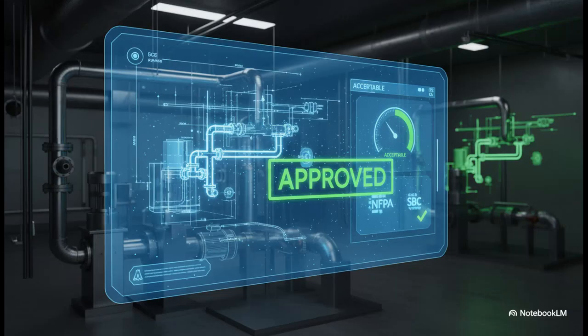And there's our successful outcome. Because our calculations proved the new pressure drop was well within the acceptable limits set by the NFPA and SBC standards, the FCR gets approved. The drawing is officially revised and construction can move forward, safely and correctly. And that's the whole journey, from problem to a fully documented, approved solution.